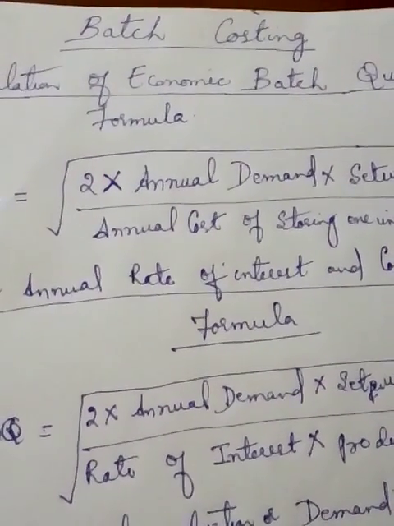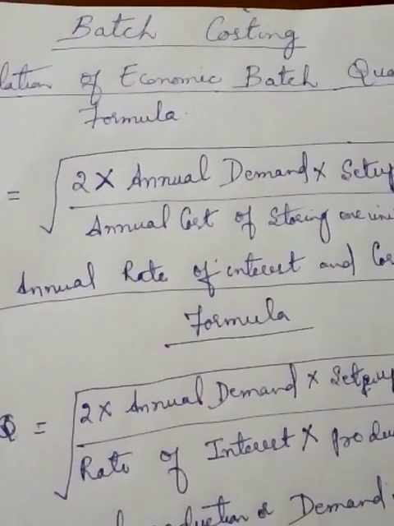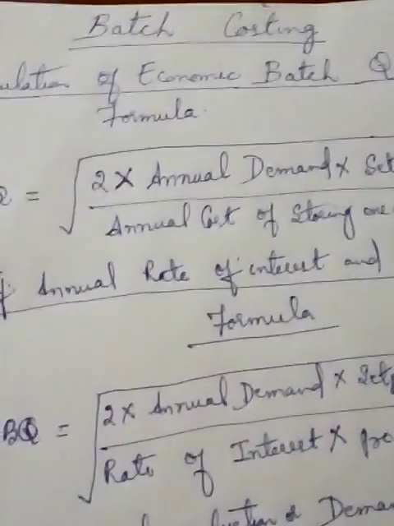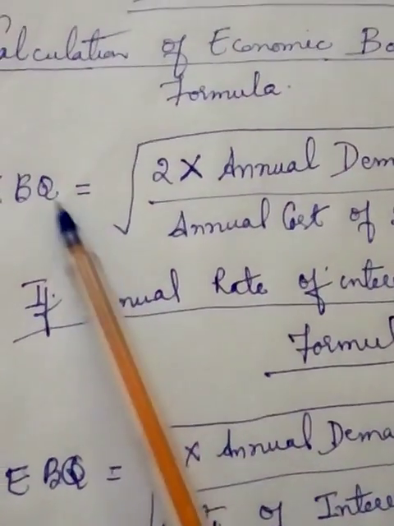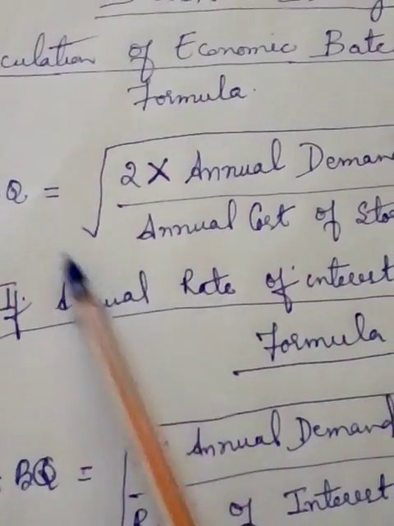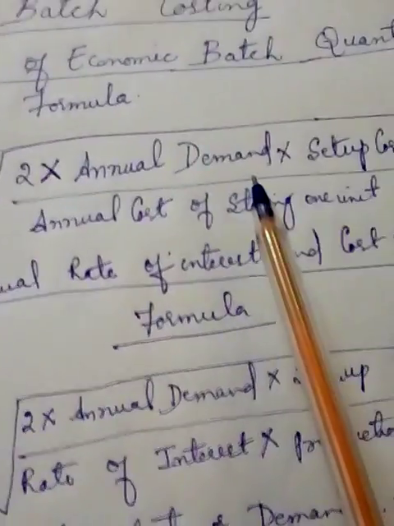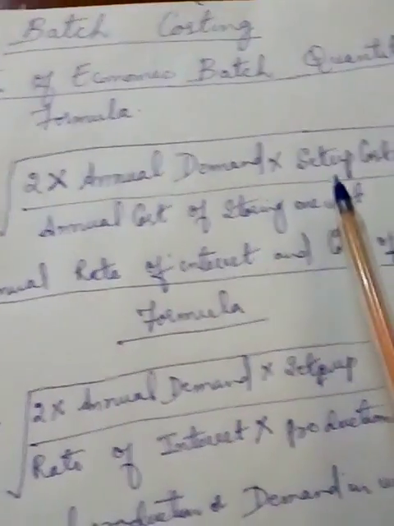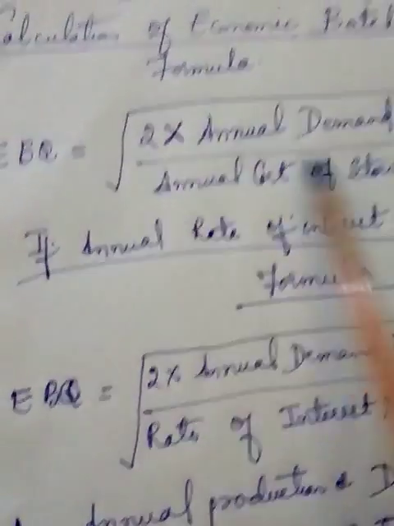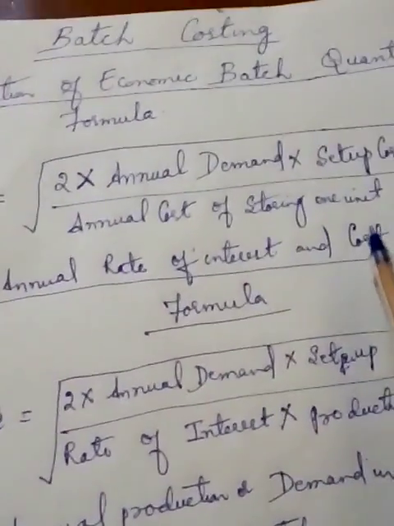Economic batch quantity is calculated by using the following formula. That is, EBQ is equal to root of 2 into annual demand and setup cost per batch divided by annual cost of storing 1 unit.